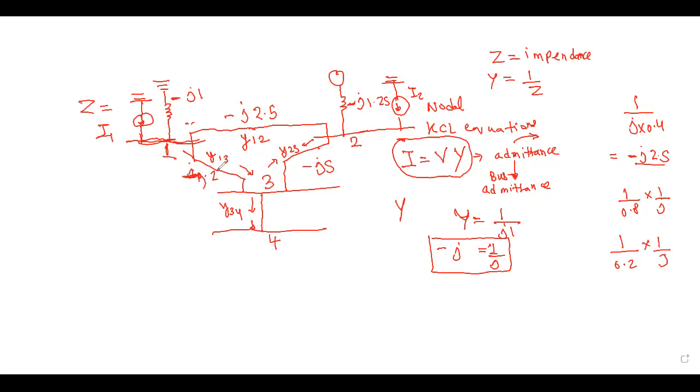So you're following, nice. And between Y34, again, it is 1 by j0.08, and earlier you saw that this was minus j1.25. So basically minus j12.5, not 1.2. Yes, 12.5, correct. You are exactly correct.